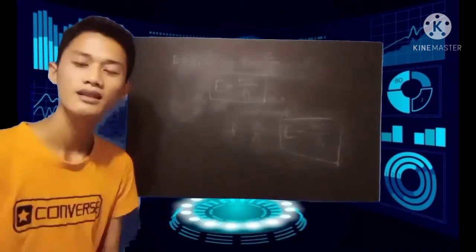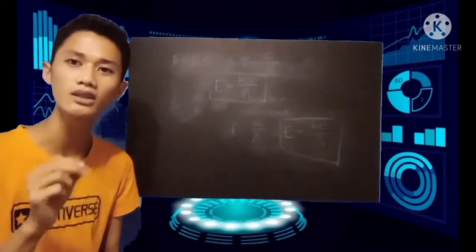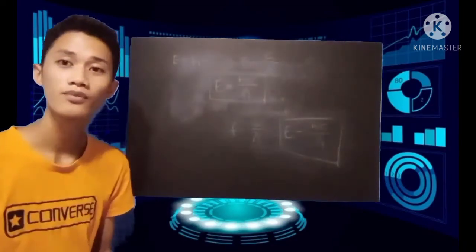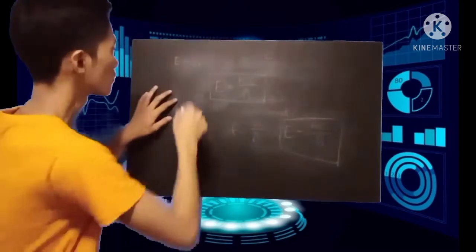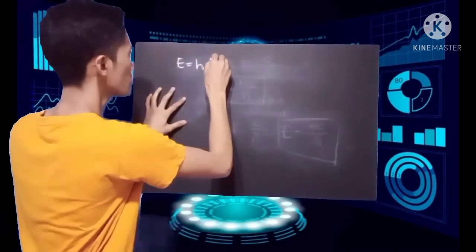or the ejected electron. But you might ask, how can we know the energy of a light in order to tell whether it can cause the photoelectric effect or not? Well, that's a good question. So in order to calculate the energy of the light, we will use the formula E equals the Planck's constant multiplied by the frequency of the radiation.